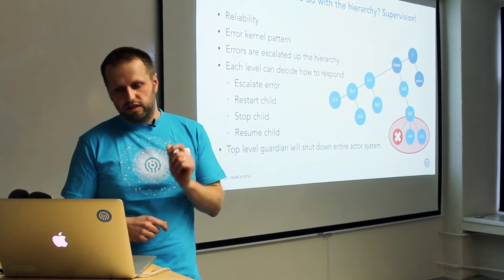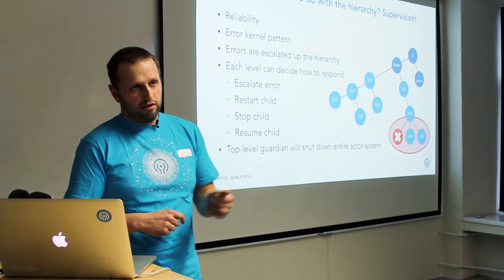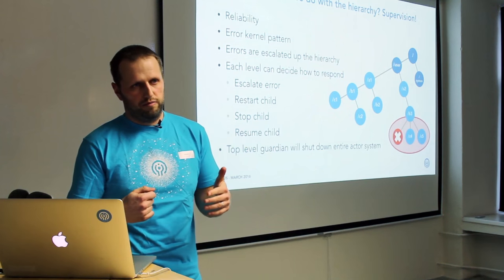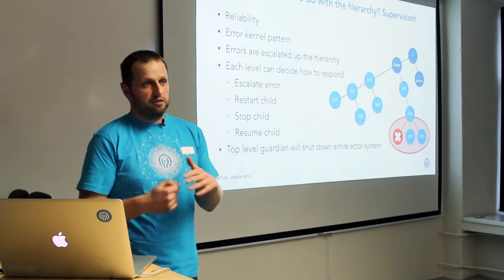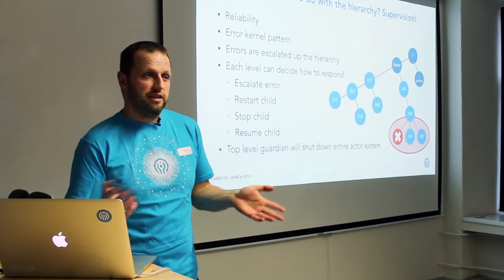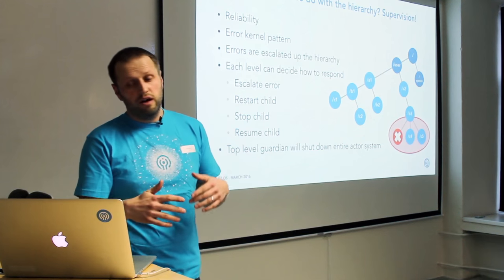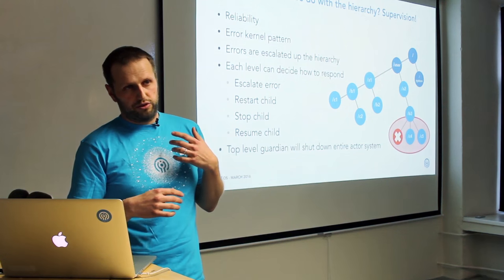So this means that if a child actor receives an error, then its parent can decide what to do with this error. Right? So there are a number of options. It can just say that I don't know what to do with this and escalate it further, in which case the same process applies to its parent and so on until it reaches the user guardian. And in this case, the whole actor system is shut down.